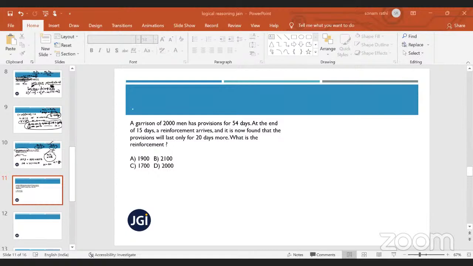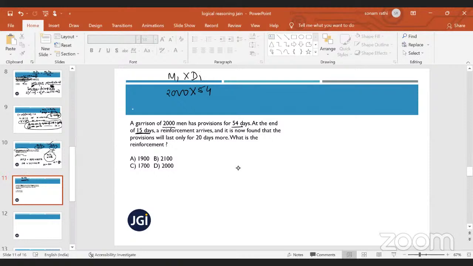Give it a try. A garrison of 2,000 men has provision for 54 days. Garrison means there's a huge place where they keep food. So for 2,000 men, they have enough food which will last for 54 days, correct? At the end of 15 days. Okay, now let's think it. The first total M1 into D1, correct? This is your total.